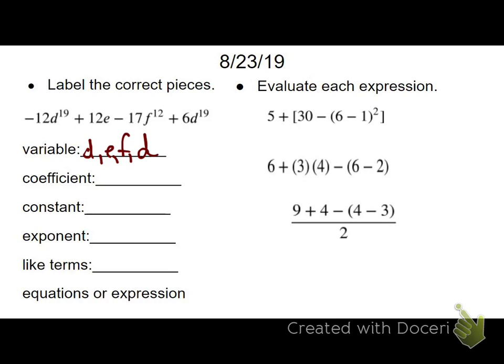Coefficients. What are my coefficients, Ben? The numbers that have letters by them. Yeah, so coefficients are numbers that are being multiplied by a letter. Basically, it's the number in front of a letter. So what are my coefficients in this statement? Negative 12, 12, negative 17, and 6.